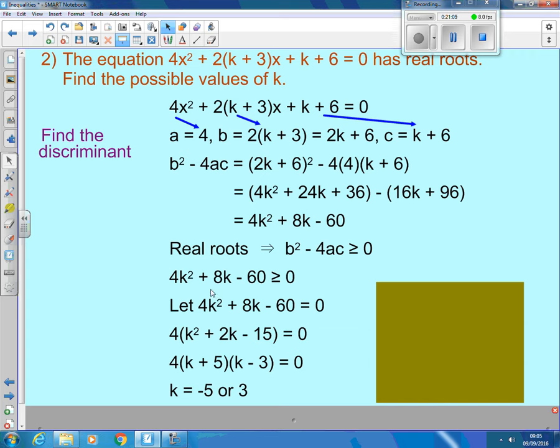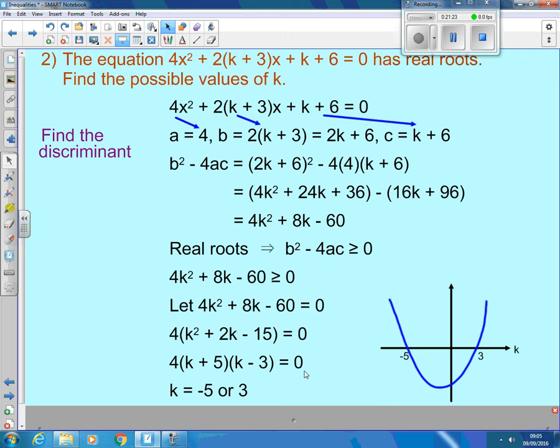Okay, so let's go to our sketch, and what we're sketching is nothing to do with x's, we're sketching the k's. We're sketching this one here, 4k squared plus 8k minus 60, if you like, y equals that. Notice it's a plus for the k squared, so it's a normal way up. And notice you've got minus 5 and 3 as your critical values, and we want where it is greater than or equal to 0. So it's going to be here and here. So it's got to be one of those two.